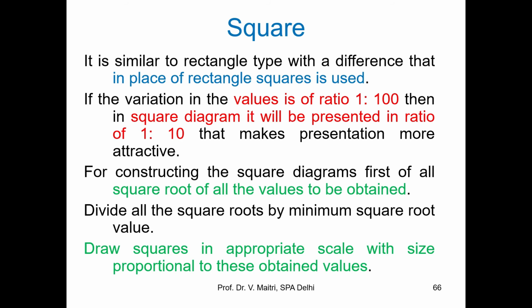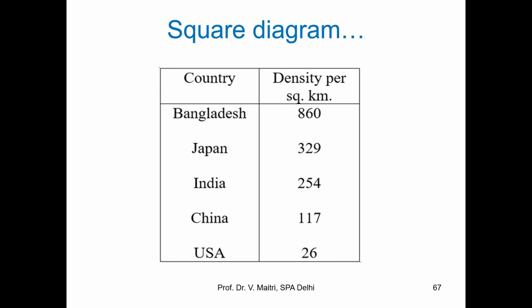So divide all the square roots by the minimum square root value and draw squares in an appropriate scale with size proportional to the obtained values. First we obtain all the square roots, then all the square roots are divided by the minimum square root value. Let's see how it is to be done.